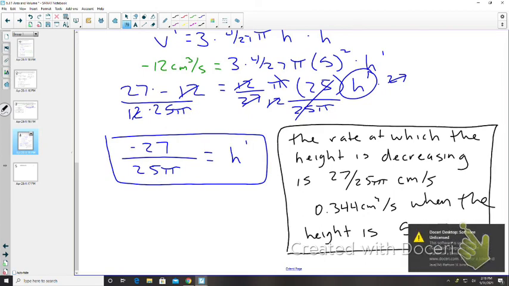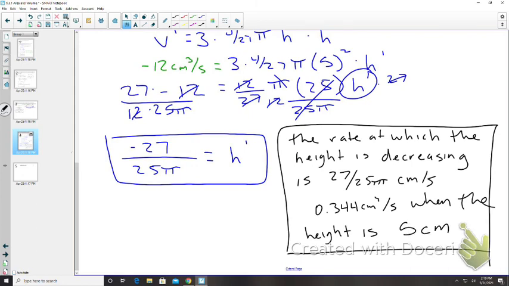And you guys should always paraphrase and give a sentence answer for a word problem, right? Exactly.